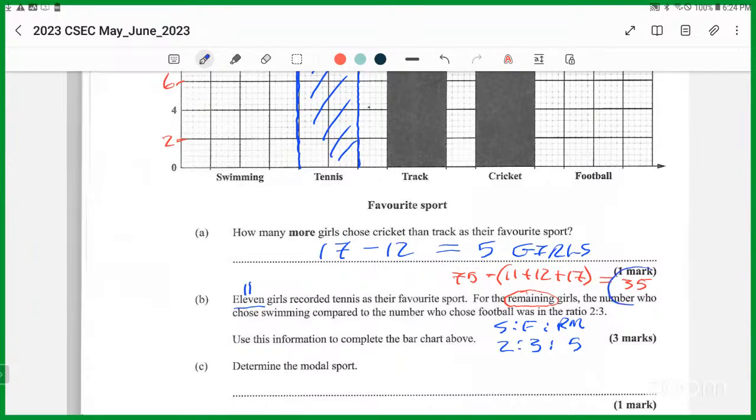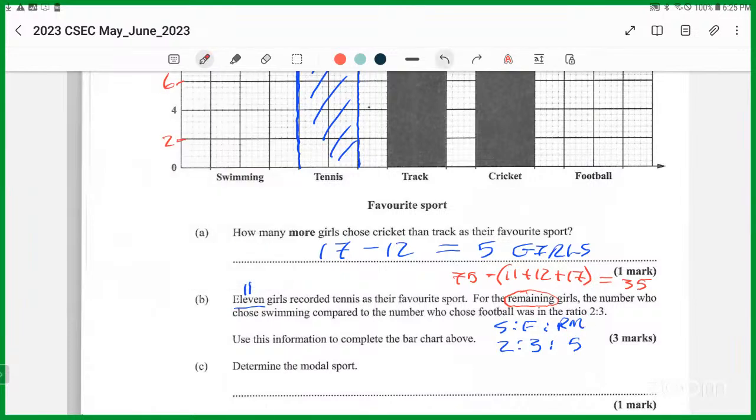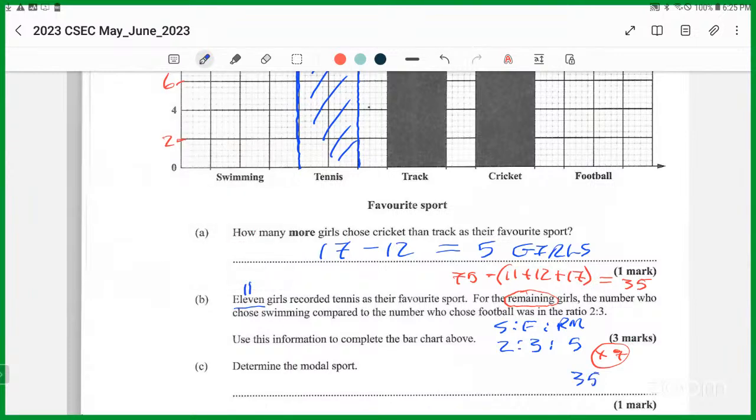So the actual remaining part is really 35. So for the ratio to be the actual, we need the remaining part to be 35. But we multiply this ratio by 7 to get this part to become 35. When that part becomes 35, then we will have the actual number. Multiply this by 7 to get 21. Multiply this by 7 to get 14. So 14 and 21.